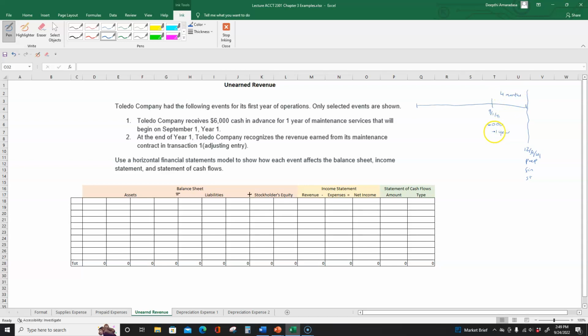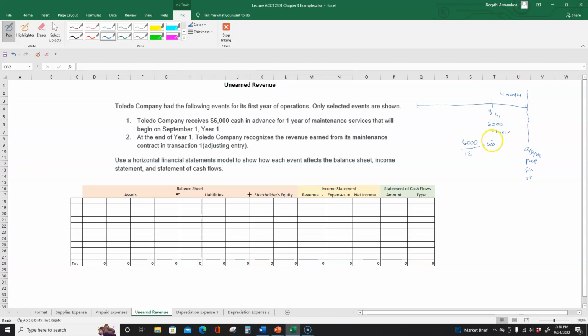How much revenue does this company earn per month? You can figure that out by dividing the $6,000 which they received, which was for an entire year, by 12 months. That gives you $500 per month.